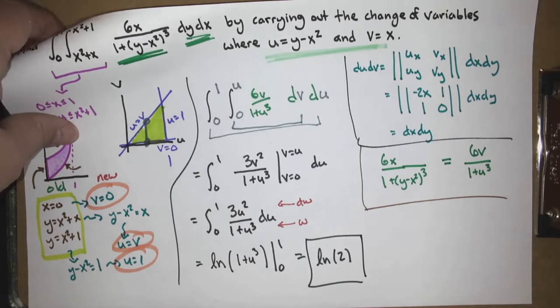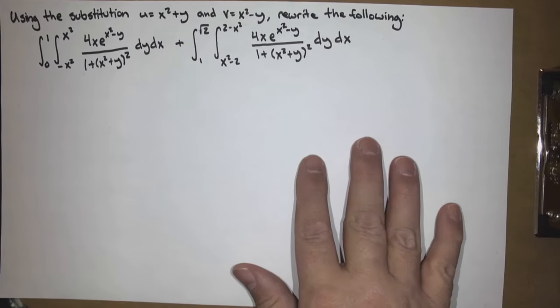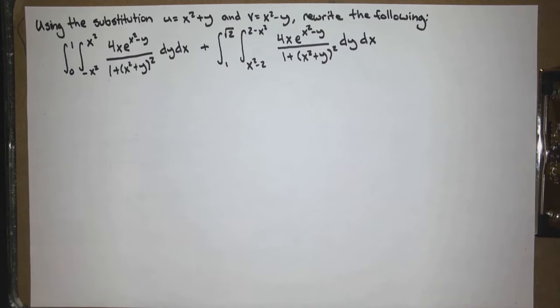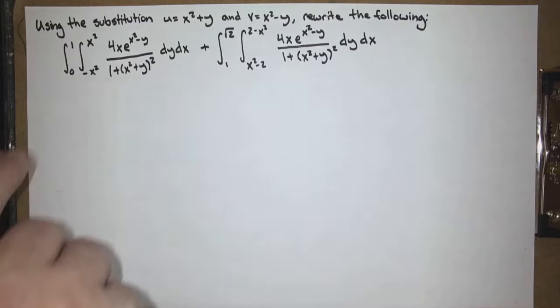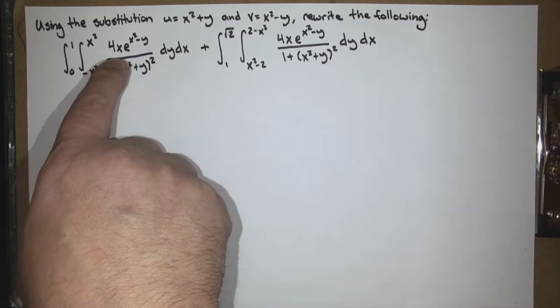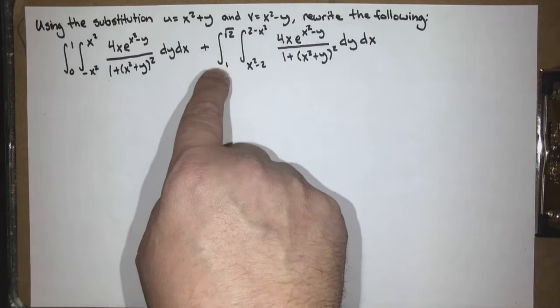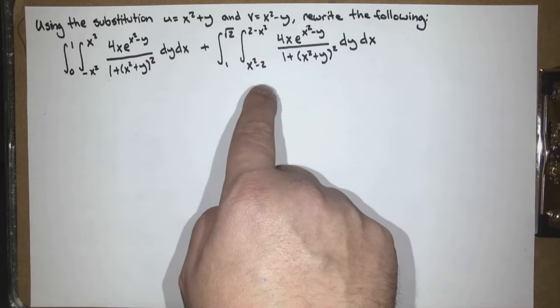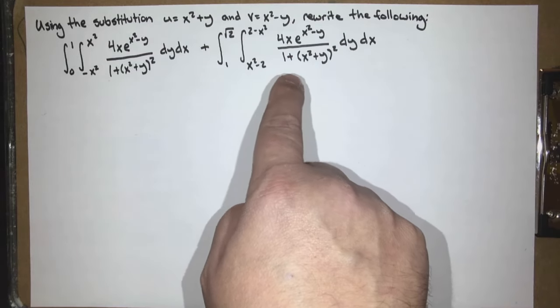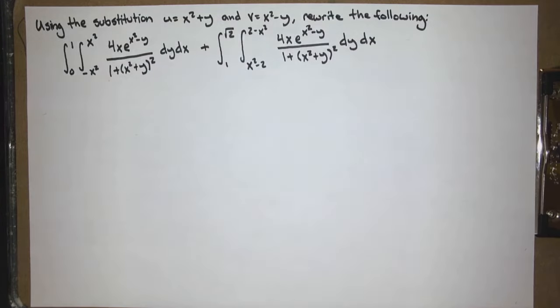All right. Ready for the next one? Good. Here it comes. Using the substitution u equals x squared plus y, and v equals x squared minus y, rewrite the following. Now it's not just one integral, it's two. One of them goes 0 to 1, minus x squared to x squared, of 4x e to the x squared minus y, 1 plus x squared plus y squared, dy dx. The other one goes 1 to root 2, x squared minus 2 to 2 minus x squared, of 4x times e to the x squared minus y over 1 plus x squared plus y squared, dy dx.